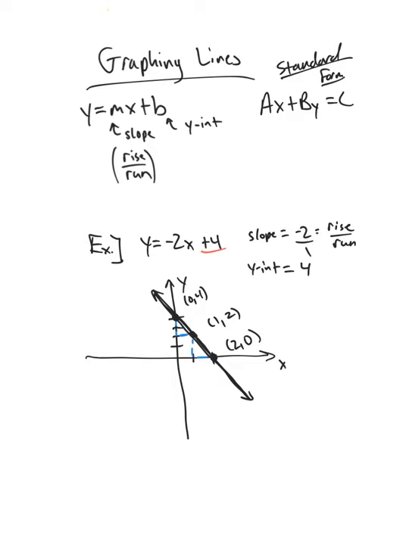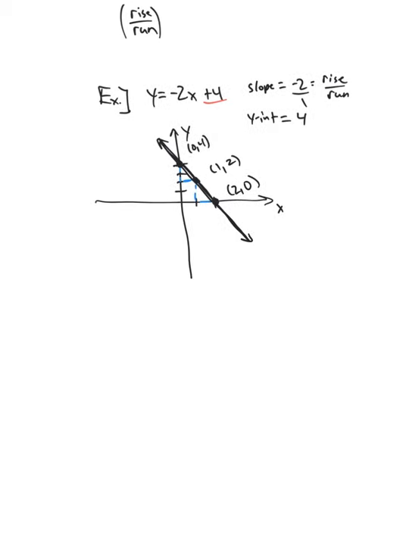Okay, so, well, Mr. Hartman, what if I didn't have the equation in slope-intercept form? What would I do? What if I had the equation 5x plus 2y equals 10? What I would do is put it in slope-intercept form. So I'm going to try to get this y by itself. I'm going to solve for y.